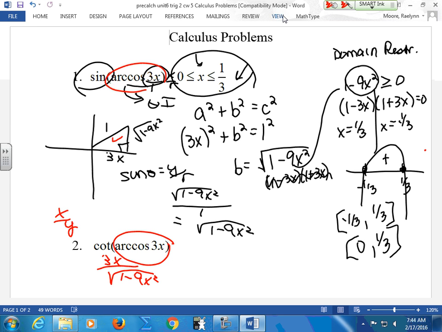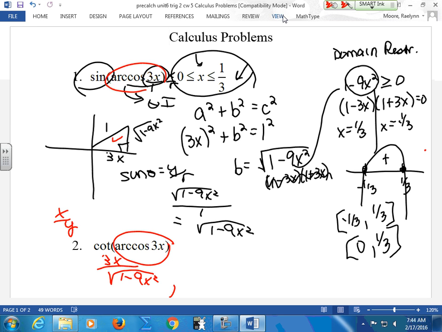Okay. But now, what happens to my domain restriction? It changes. What do I have to change? Because it can't be equal to 0. So do I have to change both the 0 and the 1/3 to be soft brackets, or just the 0, or just the 1/3? Just 0.